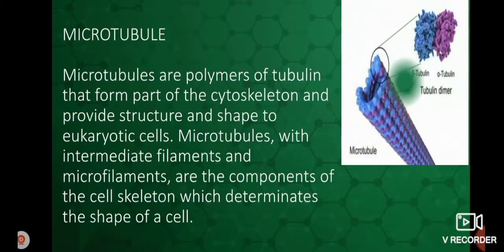And we have the microtubule. Microtubules are polymers of tubulin that form part of the cytoskeleton and provide structure and shape to eukaryotic cells. Microtubules, with intermediate filaments and microfilaments, are the components of the cell skeleton which determines the shape of a cell.